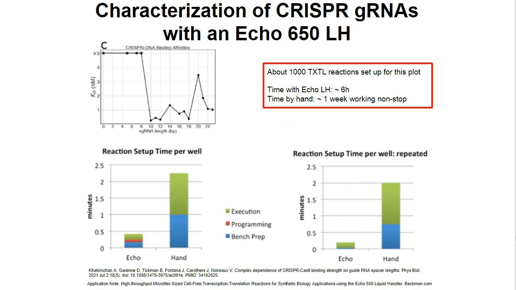And so here we have plot C, top left. This is KD for all the guide RNAs. And indeed, the KD is much lower for the 10 base pair spacer length than it is for the 20 base pair spacer length, which is very surprising. But the big part here is that we had to do a lot of measurements to get this plot. For this plot alone, we probably had to do 1,000 TXTL reactions.